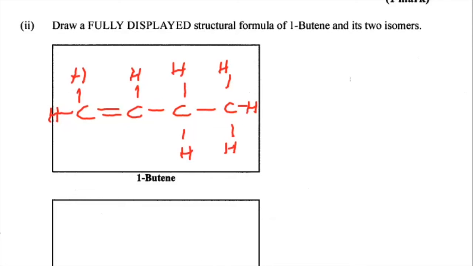And we could have also drawn it flipped around, in which case the carbon-carbon double bond would still be at carbon 1, but from the other side. There we go. That's the same thing. So these two are the same thing. I just wanted to make that clear.